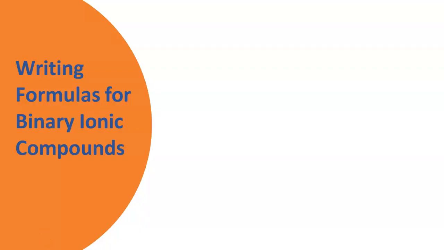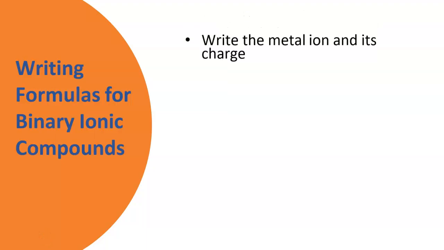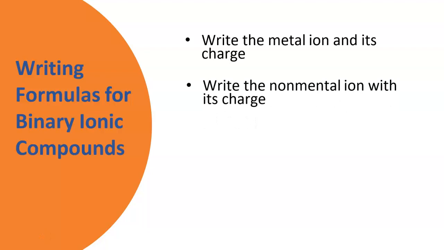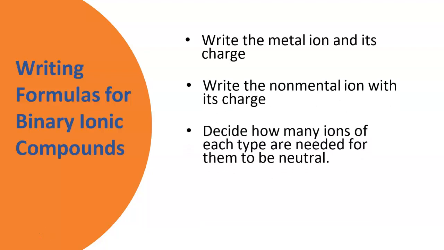All right, so let's talk about writing formulas for binary ionic compounds. The first thing we're going to do is write the metal ion and its charge. Then we're going to write the non-metal ion with its charge. And then finally, we'll decide how many ions of each type are needed for them to be neutral.